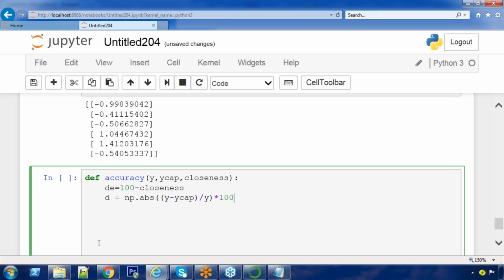Think that our actual cholesterol is 25 and predicted cholesterol is 26. 25 minus 26, absolute, is 1. Divided by y, which is 25. 1 by 25 into 100 is 4. That means there is a 4% distance between 25 and 26. Like this, there are 6 rows, so you will get 6 distances. My closeness expectation is 90, so 100 minus 90 is 10. If the distance is less than or equal to 10, my prediction is good.